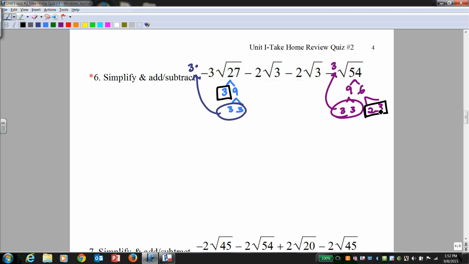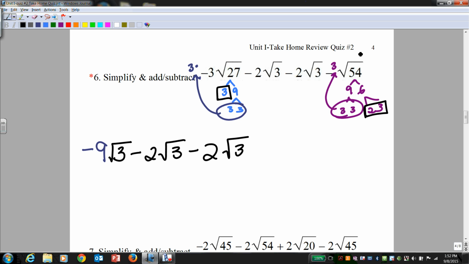This 2 and 3, no date, so they're going to stay. Now let's rewrite what we have here. This first one is negative 9 square root of 3 minus 2 root 3 minus 2 root 3. And this one, we have a 3 outside, so minus 3 square root of 6.